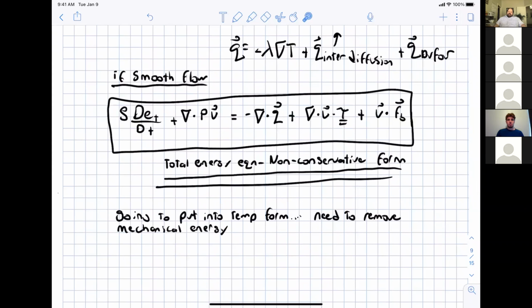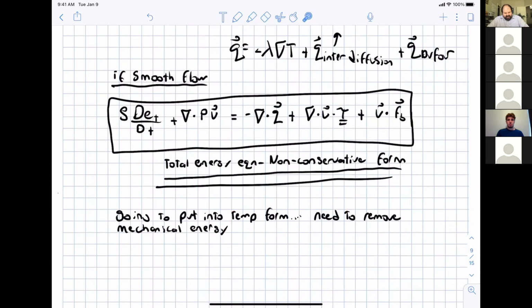Now, as I said before, there are various forms of the energy equation. Sometimes you'll see them in a temperature form, sometimes you'll see them in an enthalpy form, and they are all valid. They're all the same equation. So I'm going to show how you put this into a temperature form. But first, we are going to transfer to an enthalpy form.